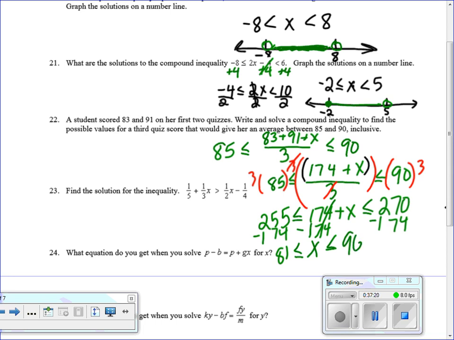So the final test score, which is what we're solving for, would have to be between 81 and 96.